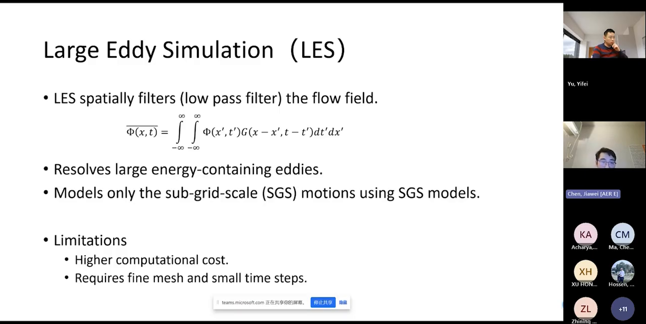However, LES does have its limitations. The main challenge is the higher computational cost compared to the RANS approaches, and it requires fine mesh resolution and small time steps to capture the relevant physics accurately.